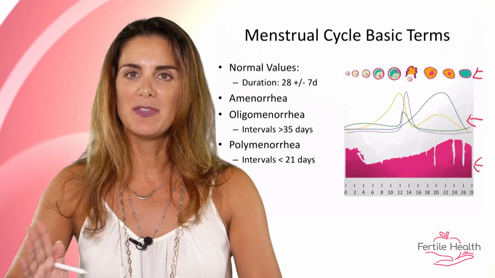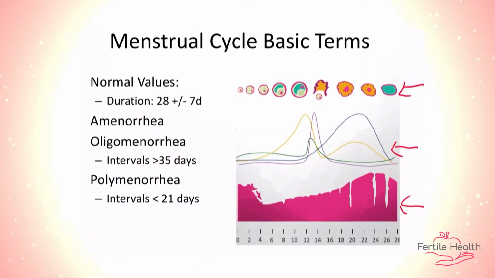They're unable to tell when they ovulate. They don't get the feeling of PMS sort of symptoms, and when they get their period, it's usually pretty heavy because they've only gotten it a couple times a year.